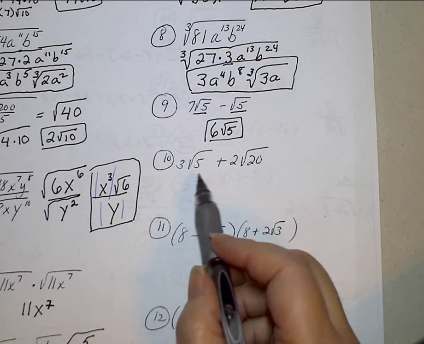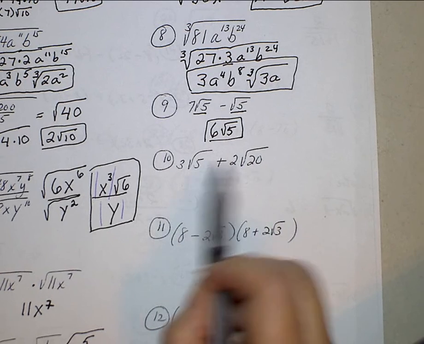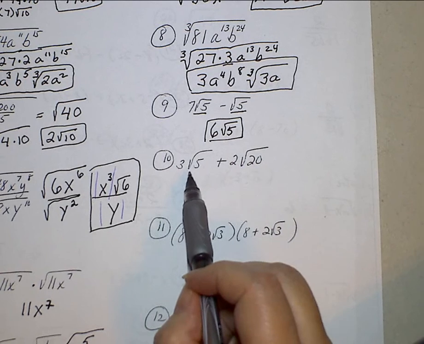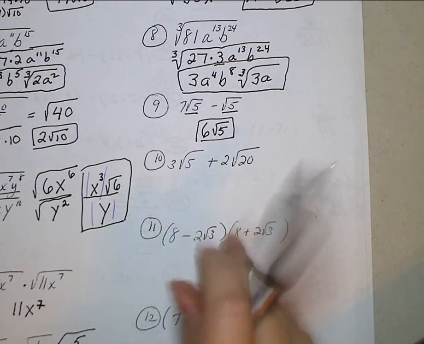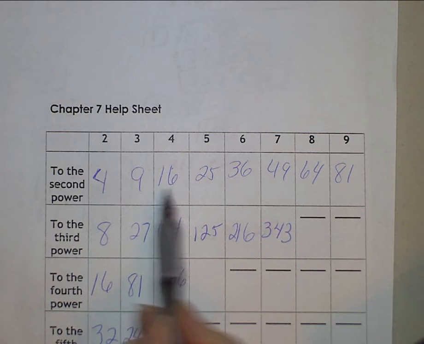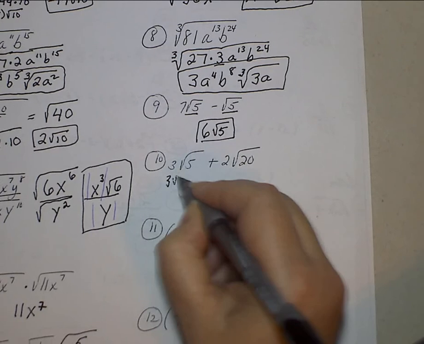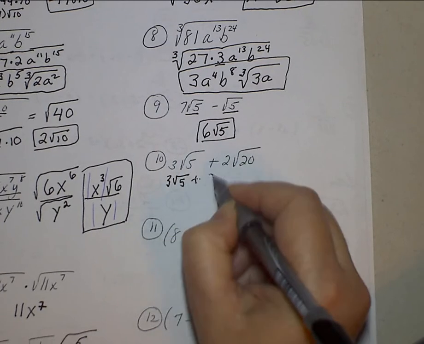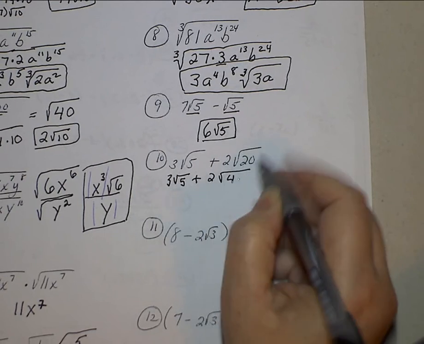They're not the same, but we have to see, does this have a perfect in it? 5 is the smallest it can get. But what about 20? Does 20 have a perfect in it? Remember, our perfects are right here: 4, 9, 16. So 4 is a perfect. So 4 goes into it. I'm done. 3 square roots of 5 plus 2. And it's 4 times what gives me 20? 5.